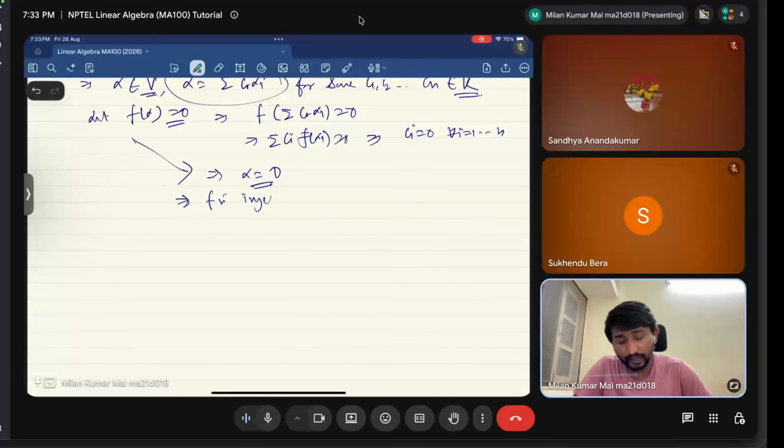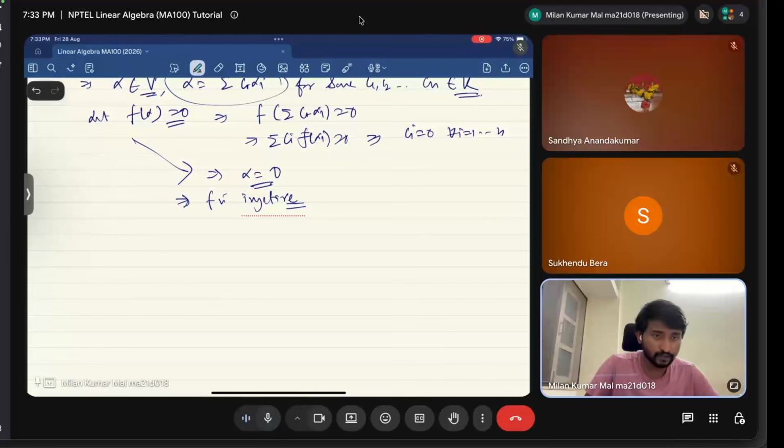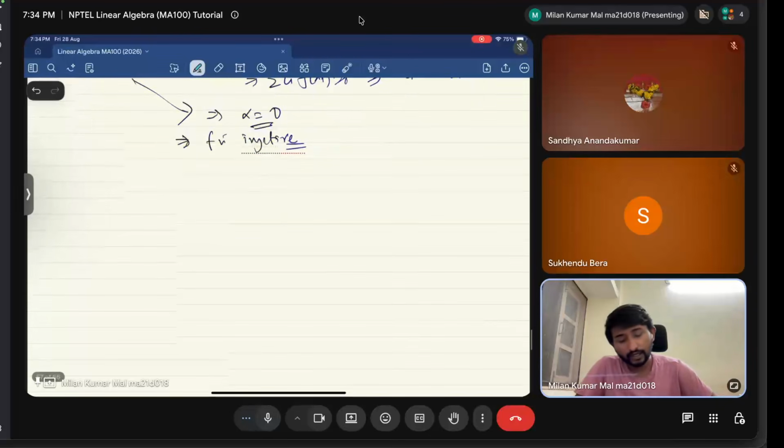So if we have a linear transformation between two finite dimensional vector spaces with the same dimension, then having just one of them, injective, will give surjective. If we have surjective, that will give injective. Okay. One more fact is there which I am not going to prove. If it is used, then I will prove it at that time.